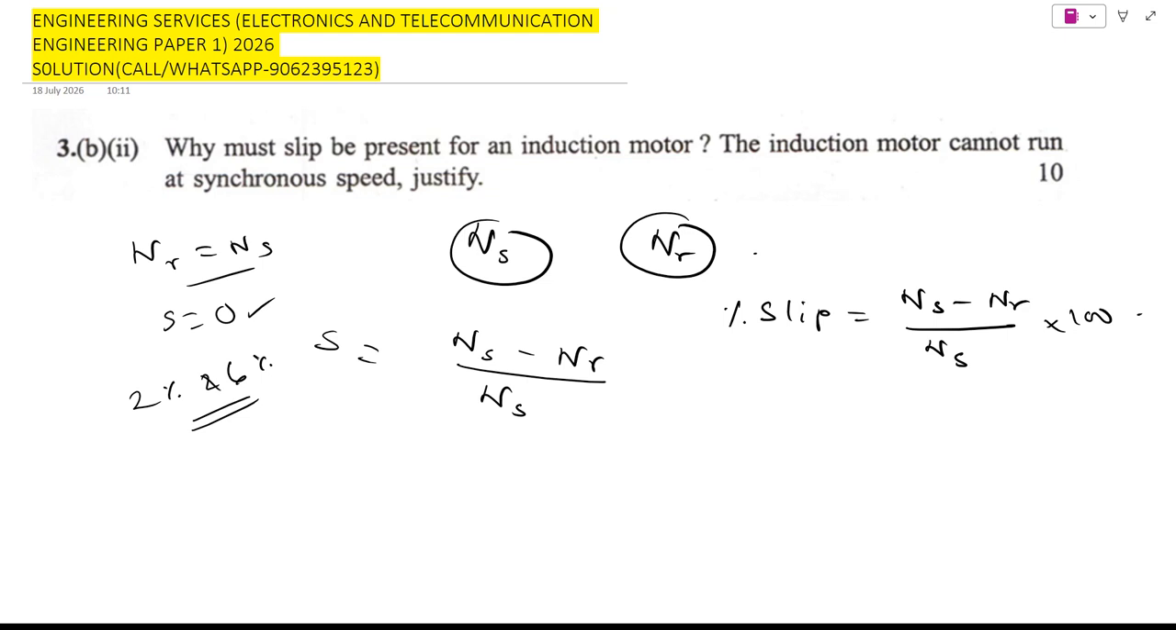So this is the logical explanation, along with the slip formula and a simple diagram, which is exactly what an ESE examiner expects in a high scoring 10-mark answer. If you get this kind of question in the examination, you can answer it this way. So, clear now?